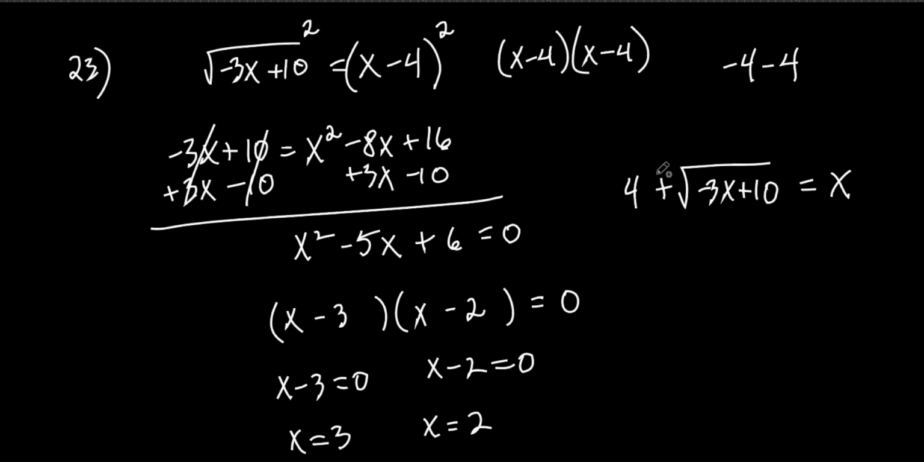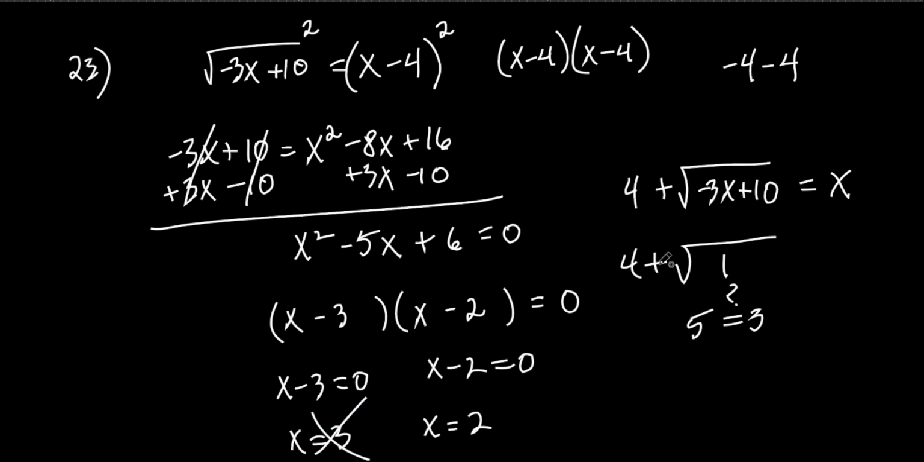Okay. So let's put it in. Let's put a 3 in for this. So I've got a 4 plus square root. Let's do this in our head. This is negative 3 times 3, which is what? Negative 9 plus 10 is a 1, right? The square root of 1 is 1 plus 4 is 5. Does 5 equal 3? No. Of course not. I'll put a question mark. It doesn't. So that doesn't work.